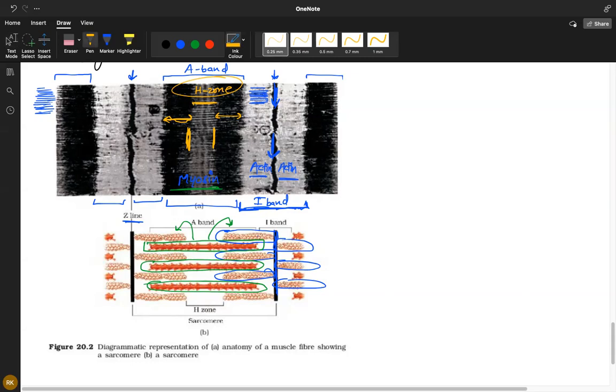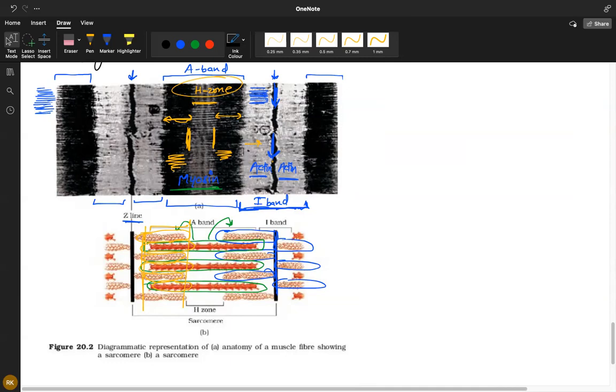So this is more dense because there is actin also, there is myosin also, then actin also, myosin also. So this region of the A band is more dense. Here it's just myosin. Here again actin, myosin. Here it's just actin. So write down, in the I band, it is just actin. In the A band, it is both actin and myosin. And the H zone is present in the center of the A band only. So the H zone is not something different. It is present in the A band only, in the center. There is only myosin present.